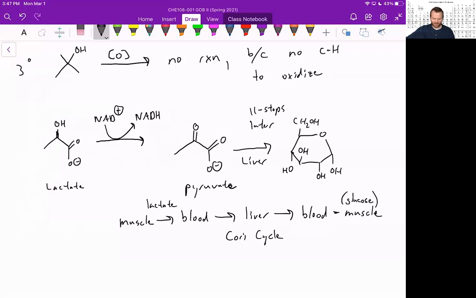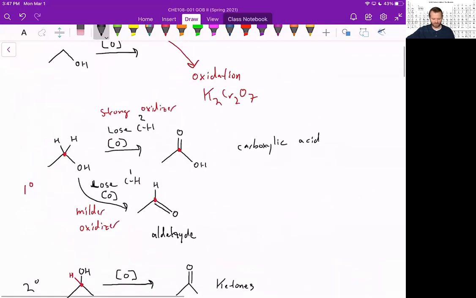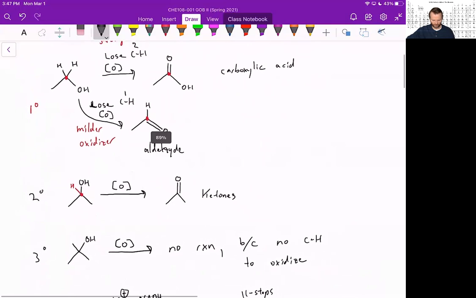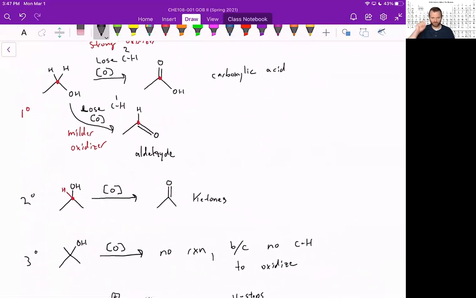Anyway, if we go back and look at the summary: primary alcohols are converted to carboxylic acids when they're oxidized with strong oxidizers. Secondary alcohols are converted to ketones, and tertiary alcohols do not undergo oxidation because there are no carbon-hydrogen bonds at the carbonyl carbon.